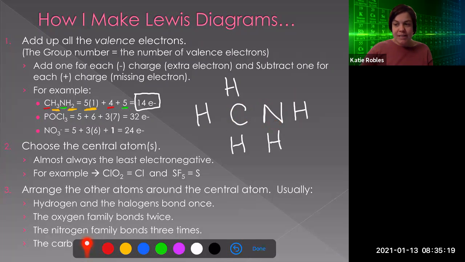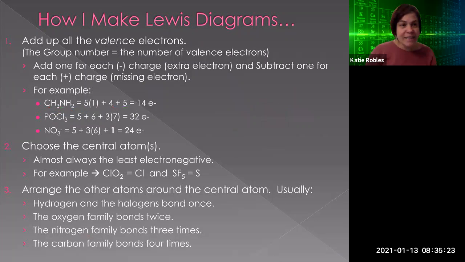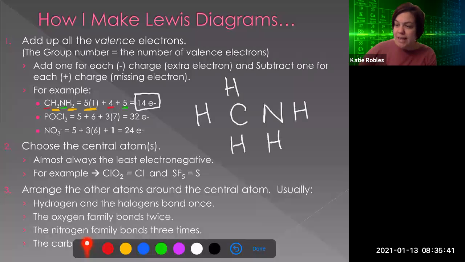Number 3 says arrange the other atoms around the central atoms. This is the rule that I was telling you about. Hydrogens and the halogens bond once. Oxygen family, everything below it, sulfur, bonds twice. Nitrogen, phosphorus bonds 3 times, and the carbon family bonds 4 times. So when I start looking at this, I can see here, I've got my carbon bonded 1, 2, 3, 4 times. My nitrogen is bonded 1, 2, 3 times.